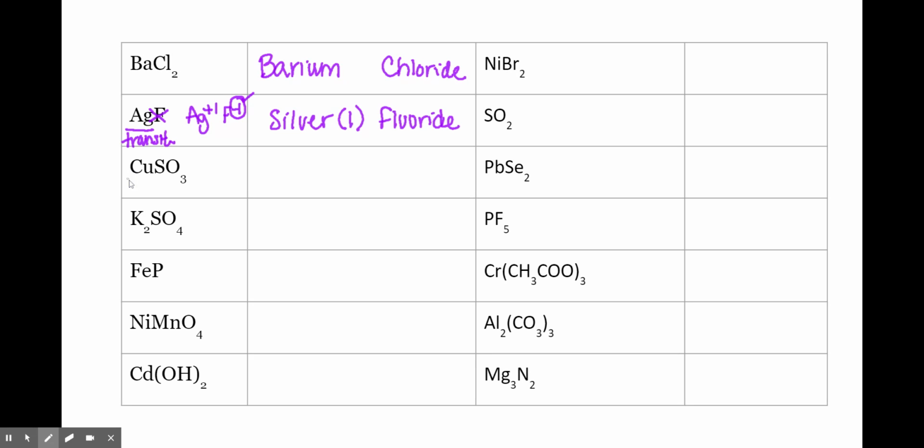Next, we have CuSO3. First thing I notice is that copper is a transition metal. So same thing, it's going to have parentheses. Cross up the charges. Now, notice this SO3. SO3 is a polyatomic ion.